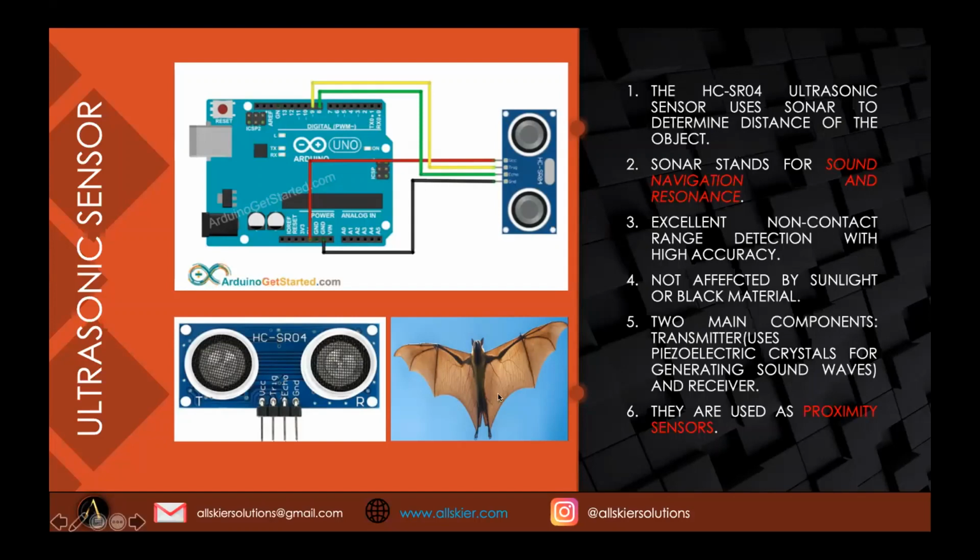Now, why do you need sonar? Why do you need ultrasonic sensors? Why this type of ultrasonic sensor? This specific ultrasonic sensor, HC-SR04, has excellent non-contact range detection with high accuracy. And one more advantage is that it is not affected by sunlight or black material. It is totally resistant to that. And as I mentioned before, it has two components, the transmitter and receiver.